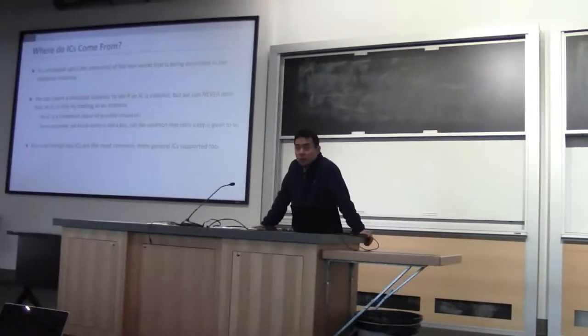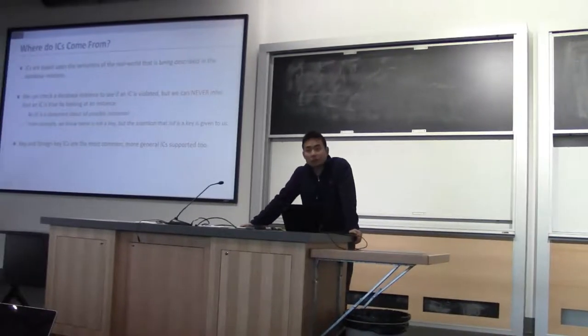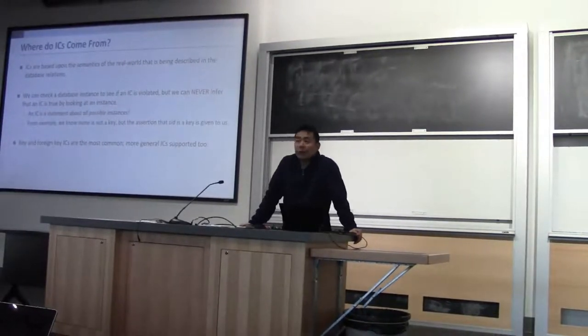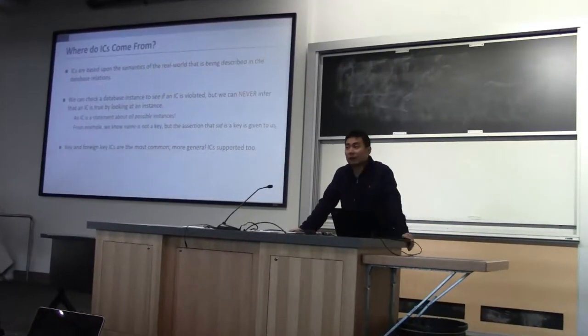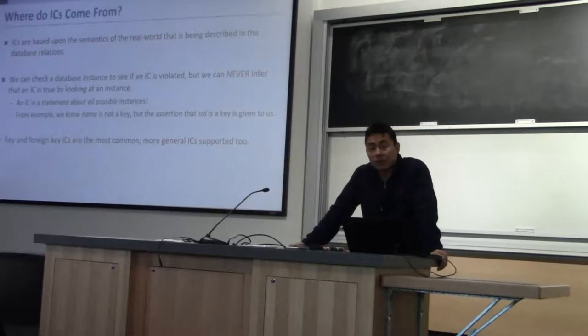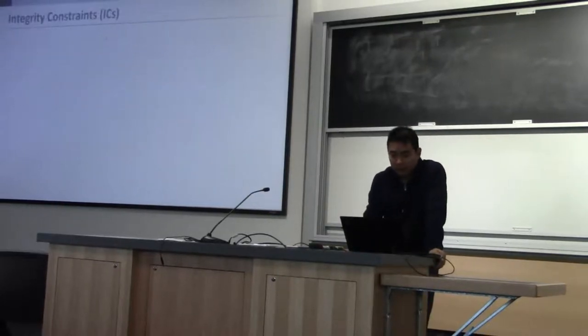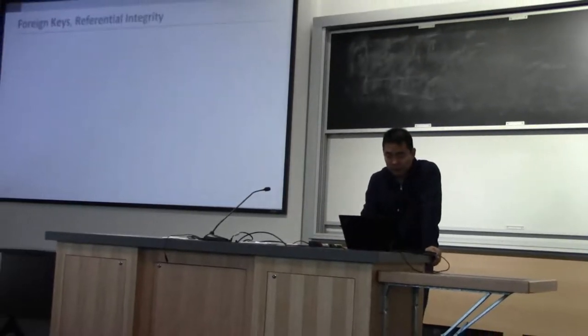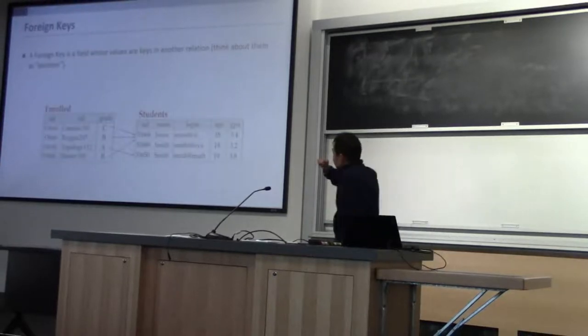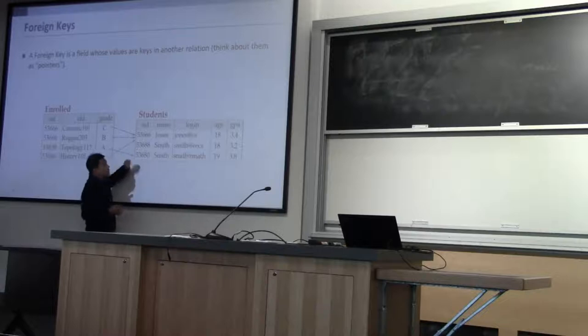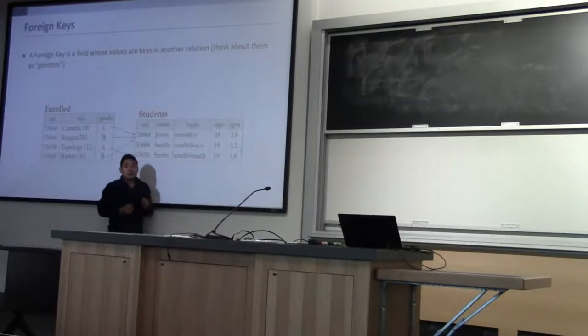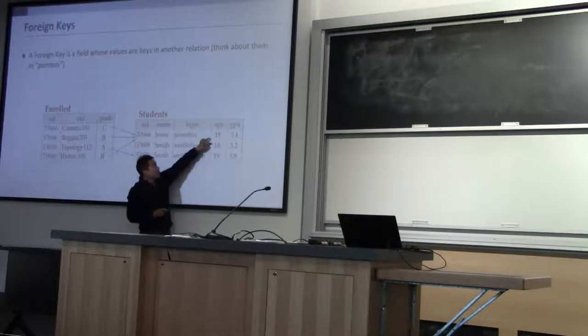Now, that's so much discussion on the definition of integrity constraints. And you may wonder, where do they come from? This actually goes back to a question I had from last lecture on keys. A student came up to me. Look at this student table. He's saying, okay, so SID is a key. Login is a key. They're unique. Age is not a key because you have duplicates.